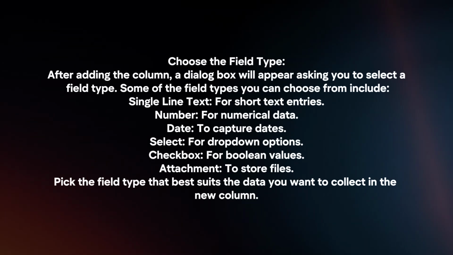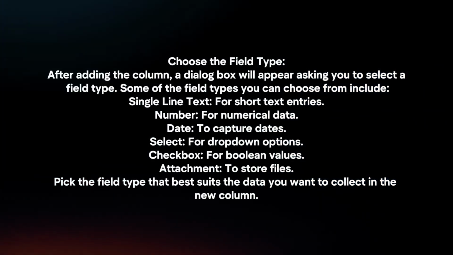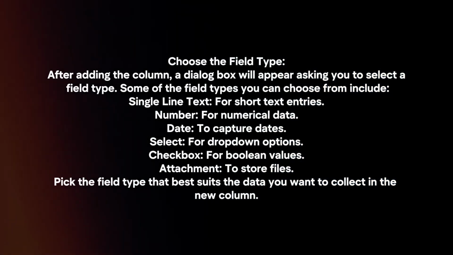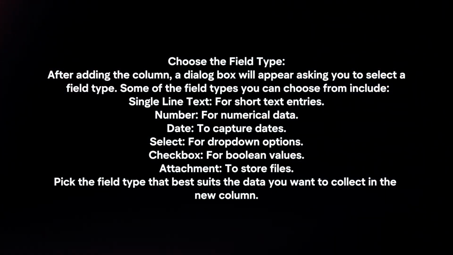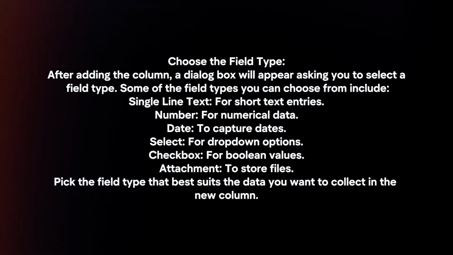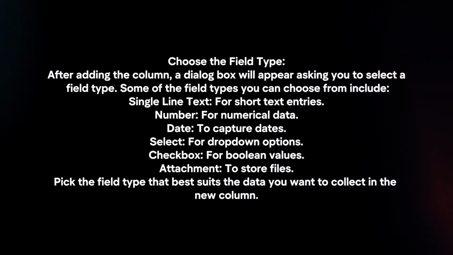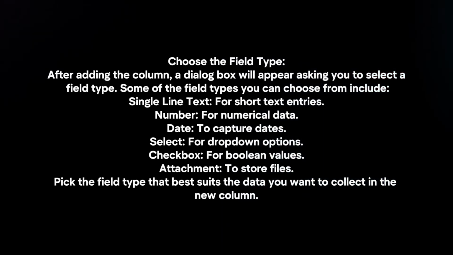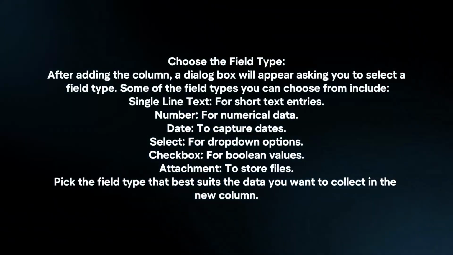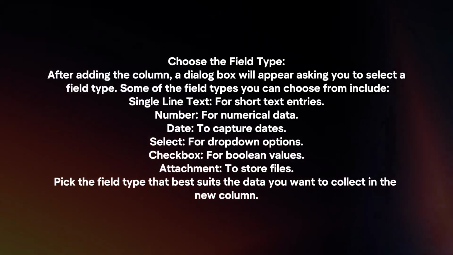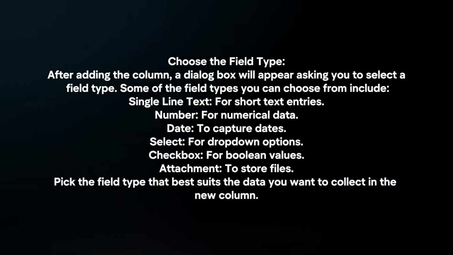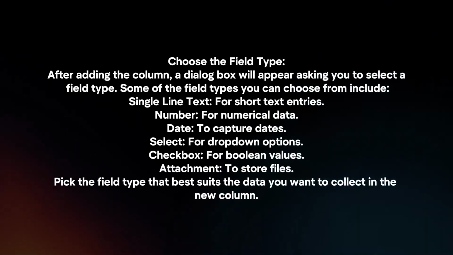Choose the field type. After adding the column, a dialog box will appear asking you to select the field type. Some of the field types you can choose from include single line text for short text entries, number for numerical data, date to capture dates, select for drop-down options, checkbox for Boolean values, attachment to store files. Pick the field type that best suits the data you want to collect in the new column.